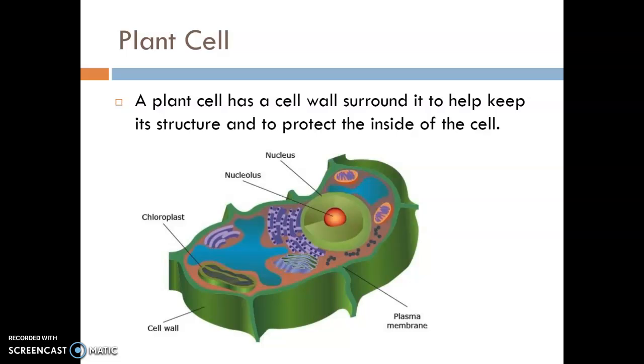So, here we have a plant cell. A plant cell has a cell wall surrounding it to help keep its structure and to protect the inside of the cell. So this one is a square-ish shape, but it also could be a little bit confusing because the top is kind of round. But in that case, you would definitely look for the organelles inside of the cell. If you see a cell wall, then you know you have a plant cell.